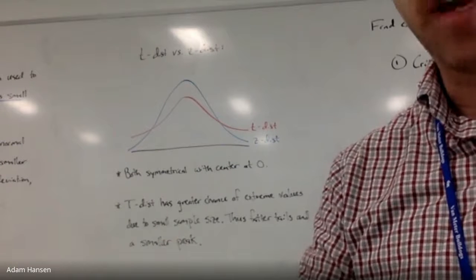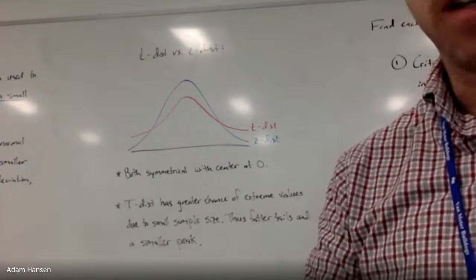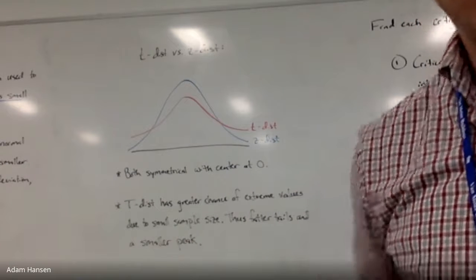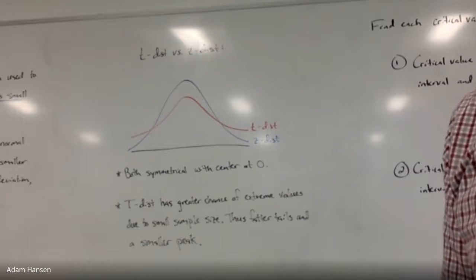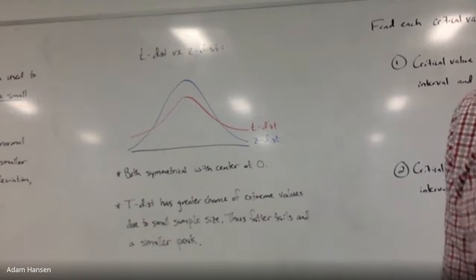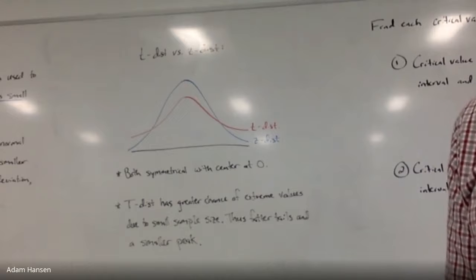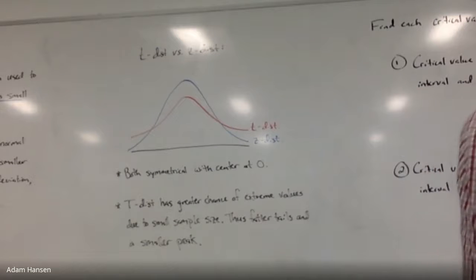It has 2 tails on the left and the right. It's centered at 0. It's symmetrical. The left and the right halves are the same. The probability distribution, the normal distribution, has a sum of 1. Every distribution has a sum of 1.